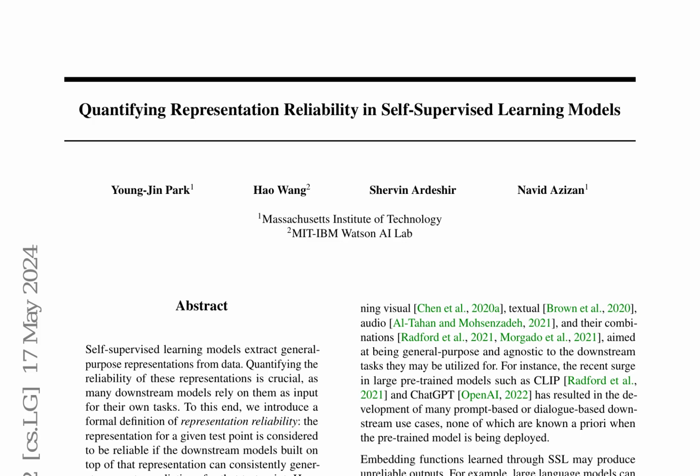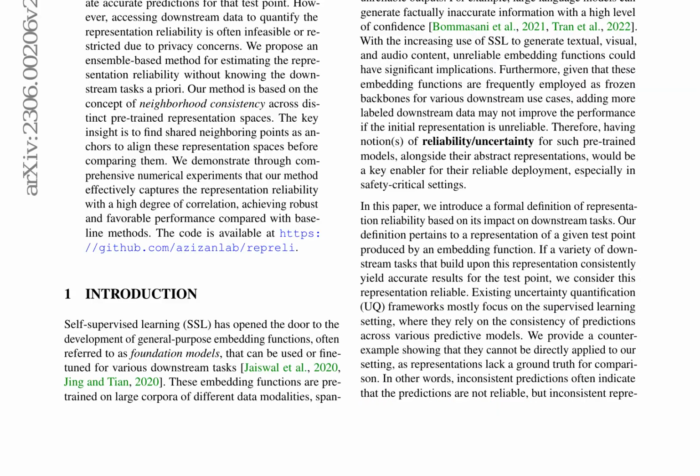In the realm of self-supervised learning, the concept of quantifying representation reliability in models has emerged as a crucial consideration. This is because many downstream models rely on these representations as input for their tasks, and their accuracy can significantly impact the outcomes. Representation reliability is formally defined as the ability of downstream models to consistently generate accurate predictions for a given test point. However, accessing downstream data to quantify representation reliability is often infeasible due to privacy concerns.